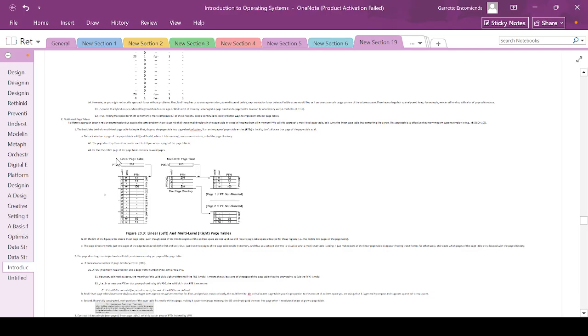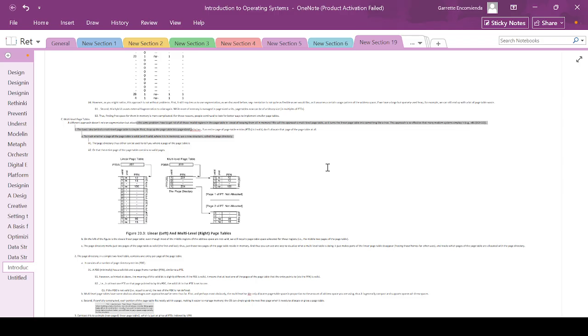Multi-level page tables. A different approach doesn't rely on segmentation but attacks the same problem: how to get rid of those invalid regions in the page table instead of keeping them all in memory. So this is a different implementation than segmentation. We call this approach a multi-level page table, as it turns the linear page table into something like a tree.